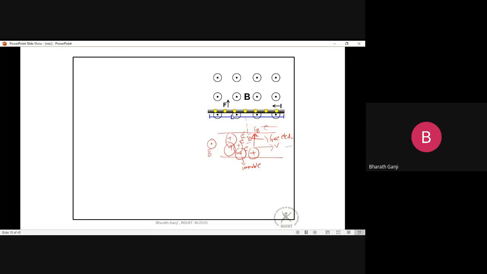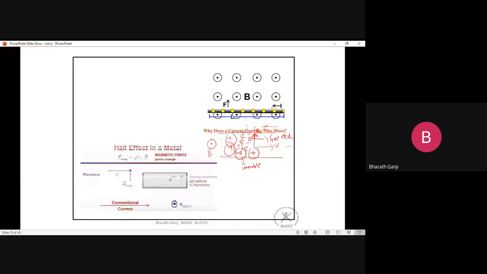And I know that whenever there is a force, there is a force on the electrons. So when the force is on the electrons, why does the whole wire go up? What is the necessity? To explain this phenomenon you need to remember some interesting concept. So why does the current carrying wire move up? It can be explained from the Hall effect. I guess you have an idea regarding the Hall effect.